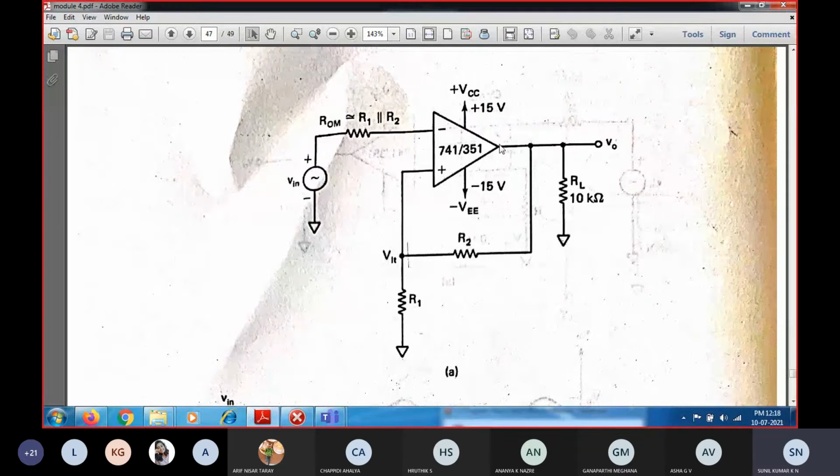In the previous classes, we had applications where we were connecting the output to the inverting terminal, so we studied the application with respect to inverting configuration.